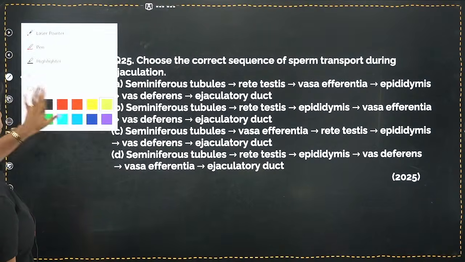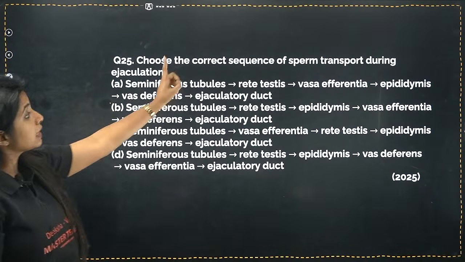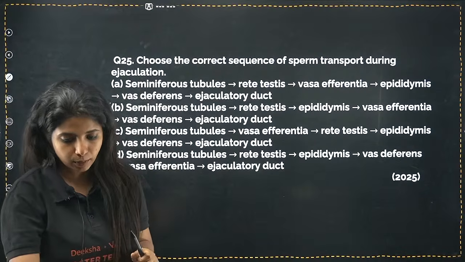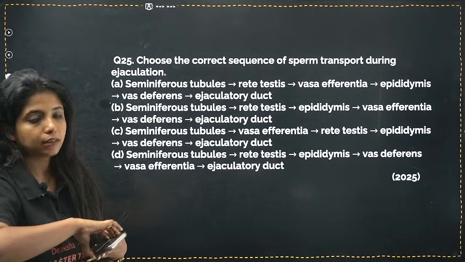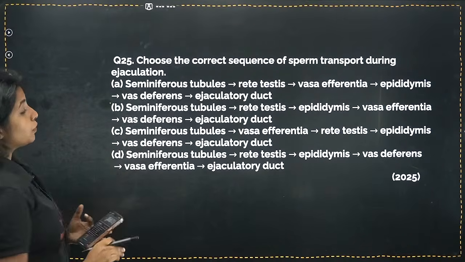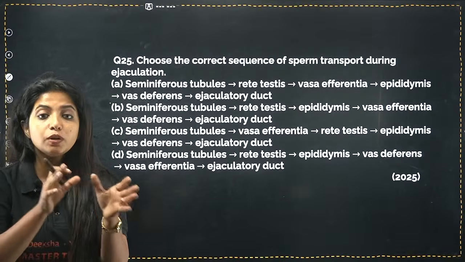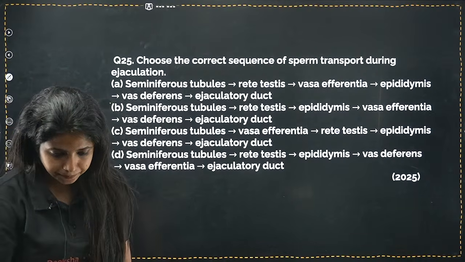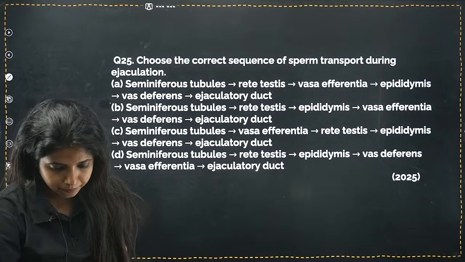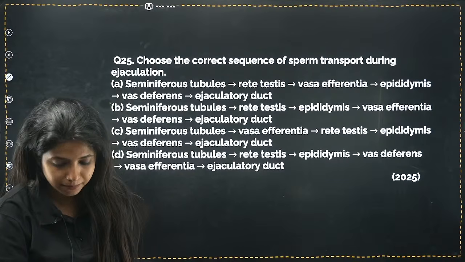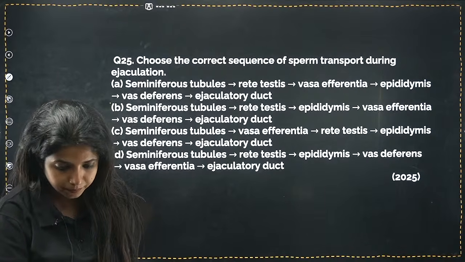Guys, going ahead with the next question, question number 25. Choose the correct sequence of sperm transport during ejaculation. Very important. Go through it once. That means you should know about the structure of the testis, right? Try it out, everyone. By the way, for the previous question, 95% of you got it correct. Awesome. Loved it.